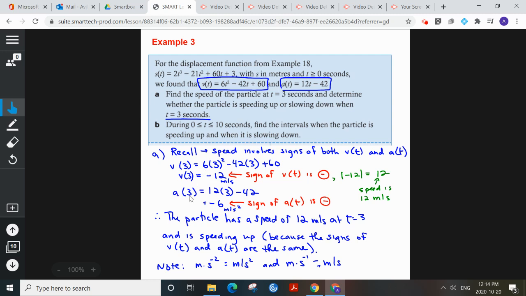Likewise, the value of acceleration at time 3 is negative 6 meters per second squared. And since the signs of both of these match, they're both negative, that means the particle is speeding up at that point. Also notice that your IB book likes to write units with negative exponents. I tend to write it more like this. Both are acceptable.